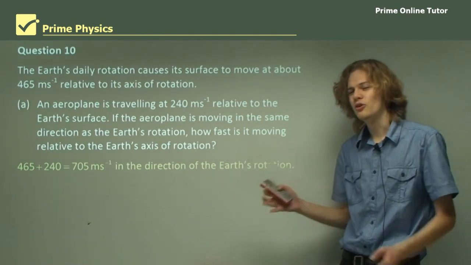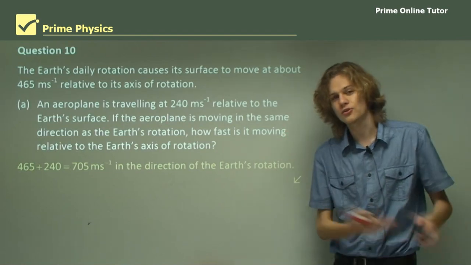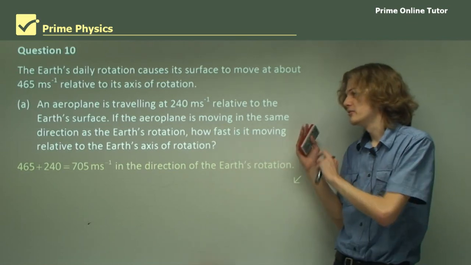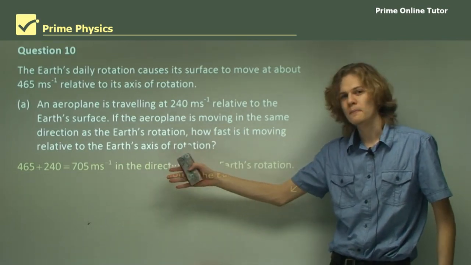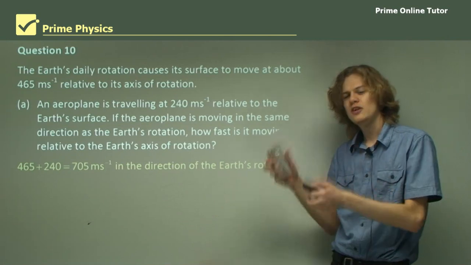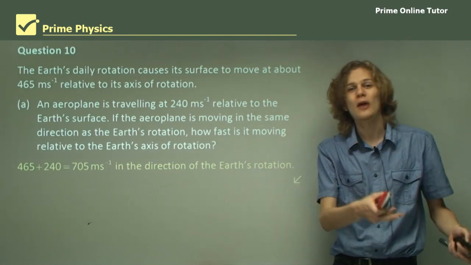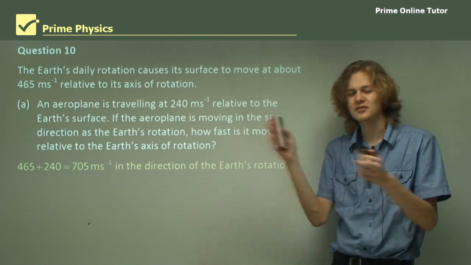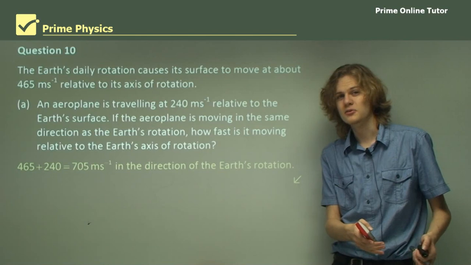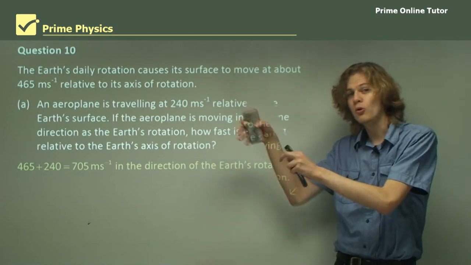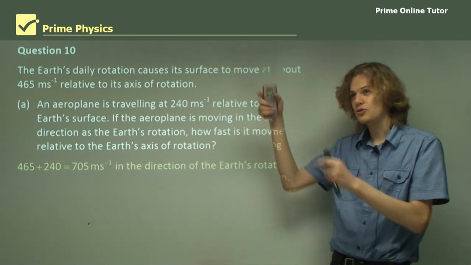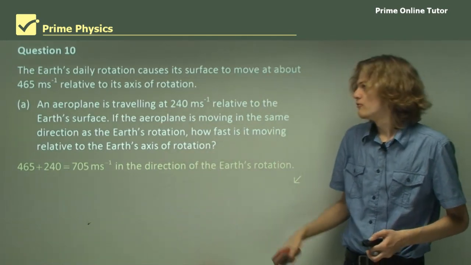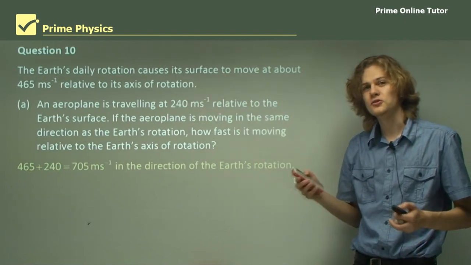But of course, they won't notice that because the air is moving at the same rate as the Earth's surface. So if it were moving in the opposite direction, obviously this number would be much smaller. So the speed of planes is measured relative to the air around them, which is the same as the surface. If it was measured relative to the axis of rotation of the Earth, you get very different numbers indeed. And in fact, close to the North Pole and the South Pole, the Earth's surface doesn't really move very fast at all. And so this number would change again. 465 meters per second is the speed of the Earth's surface close to the equator.